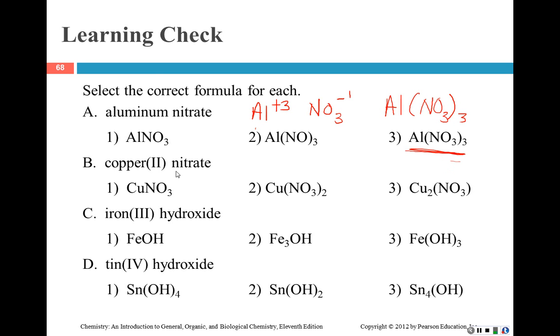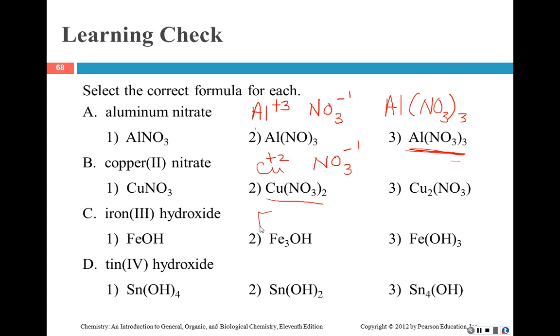Copper 2 nitrate, that tells us that copper is what? A +2. Nitrate is a -1. So we need how many nitrates to equalize that charge? 2. So we'll have CuNO3, 2.